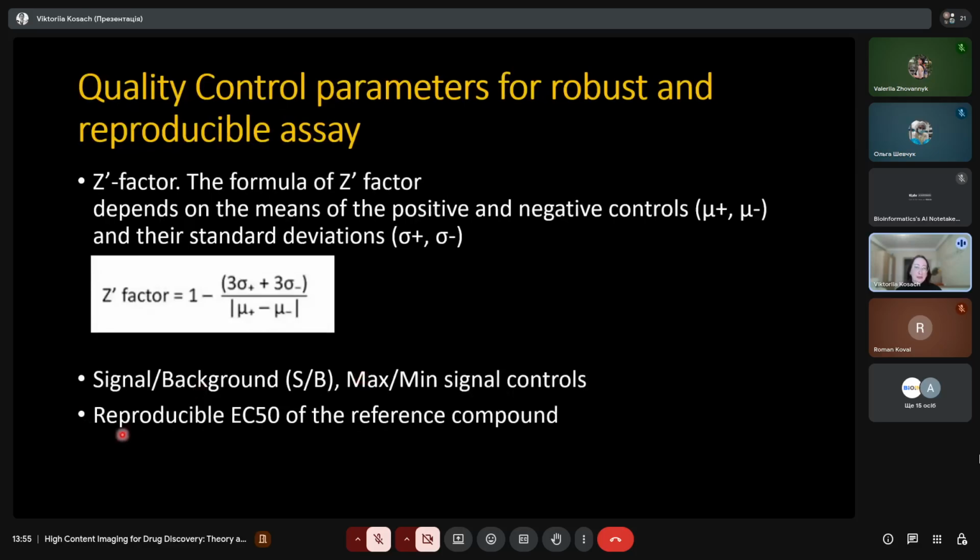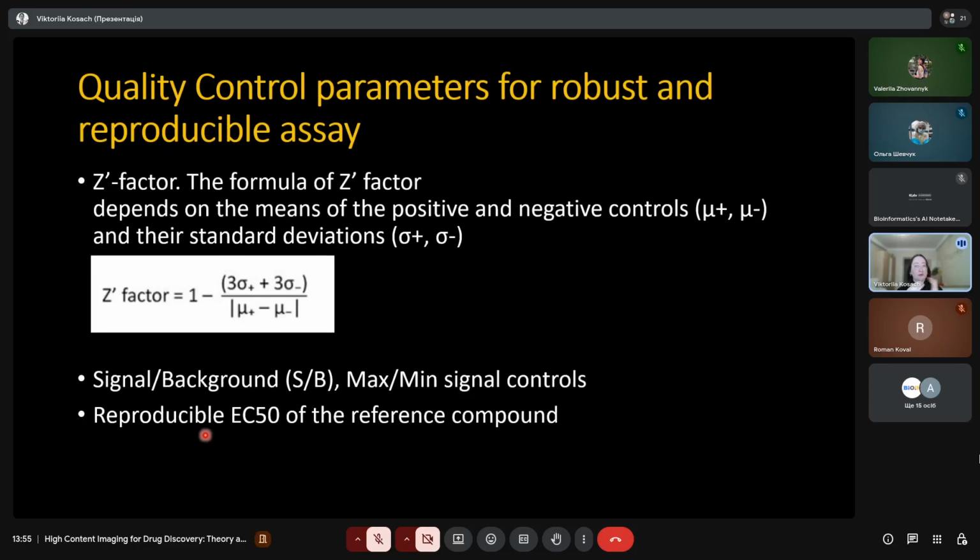And the third parameter is a reproducible EC50 or IC50 of your reference compound. So from day to day, your cells should respond the same way to your reference compound.